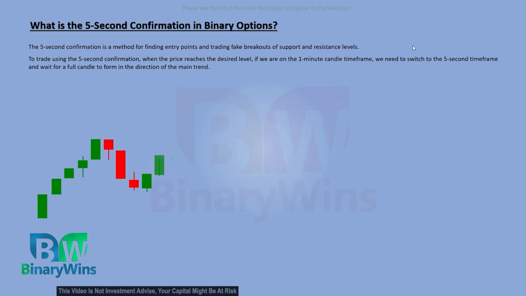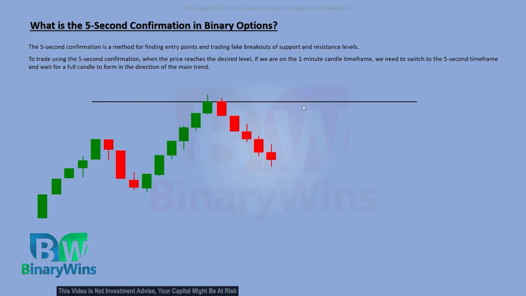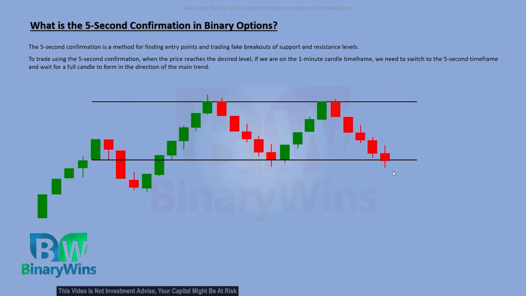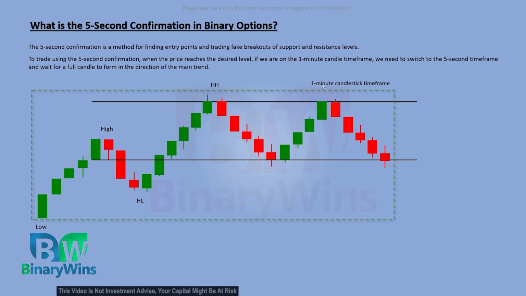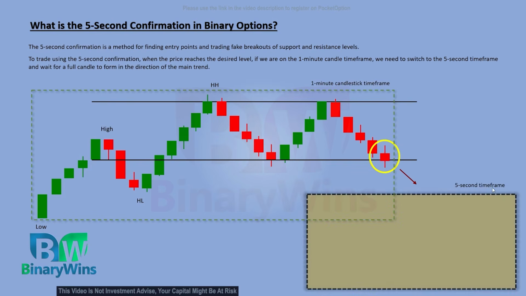Suppose we have an uptrend. Okay? If you look closely, we have confirmations of the trend. So our trend is an uptrend, and we are now on the 1-minute candlestick time frame. And our candlestick on the 1-minute time frame has closed at or crossed the level. Meanwhile, we move to the 5-second time frame of the candles. Suppose we are now in the 5-second time frame.